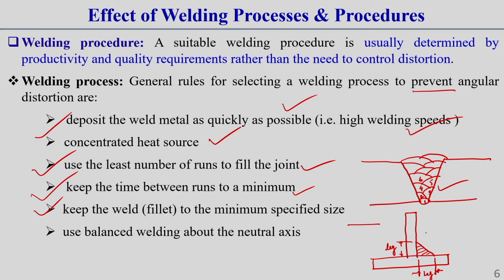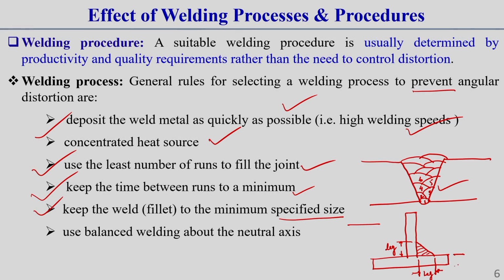That is why, in this fifth point I have written, keep the weld to the minimum specified size. That means, the leg length should be as minimum as possible, but we should have sufficient strength in that welding structure, correct. That is why we should optimize this leg length. It is observed that the leg length should be within a range of around the thickness of the plate.